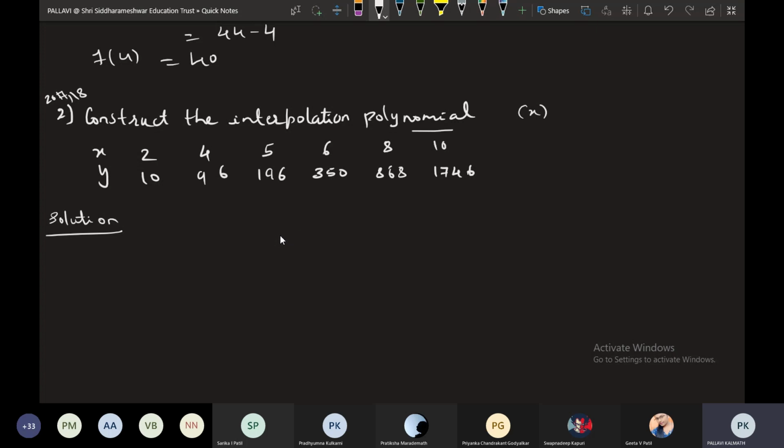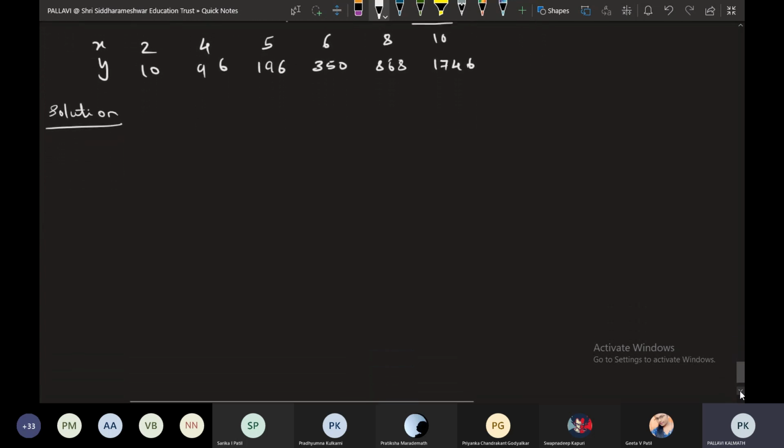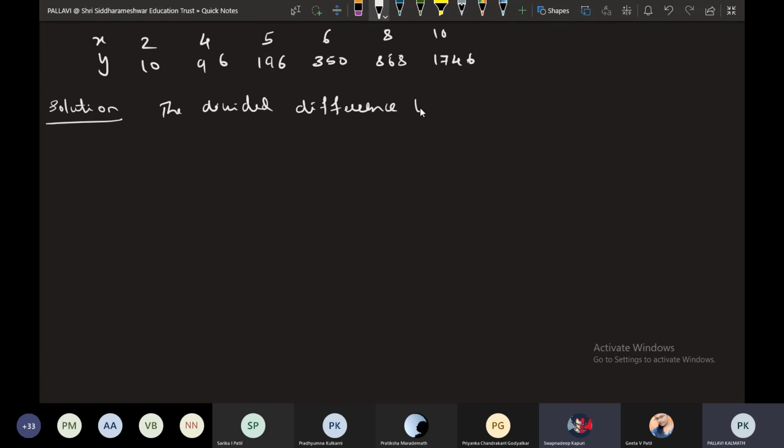First find the table. Can anybody form the table? Not anybody, all have to write the table. Ma'am, is it 858 or 868? 868. Okay, ma'am.